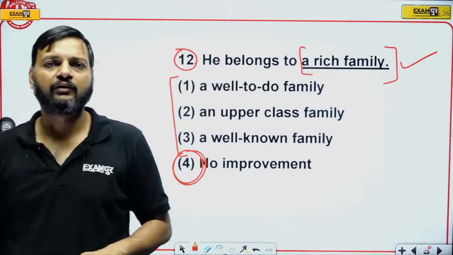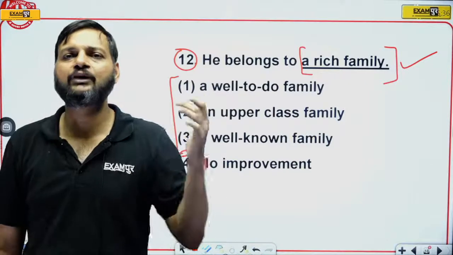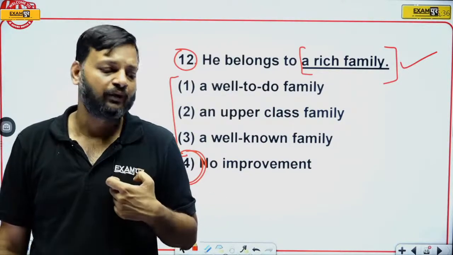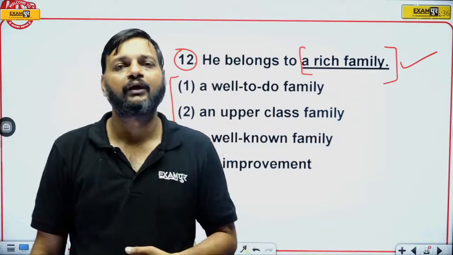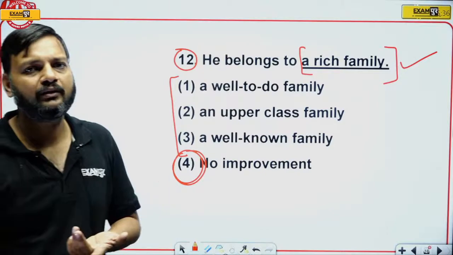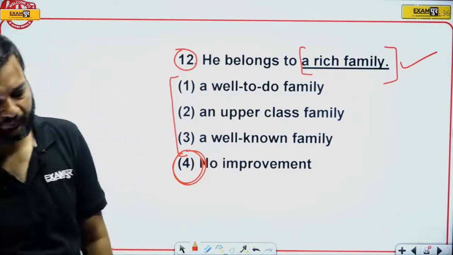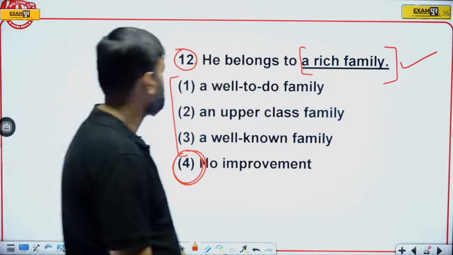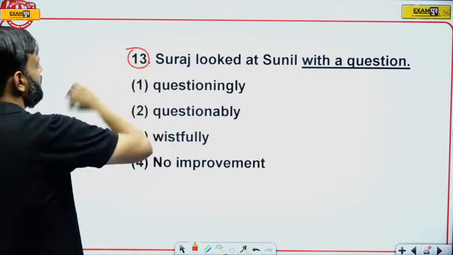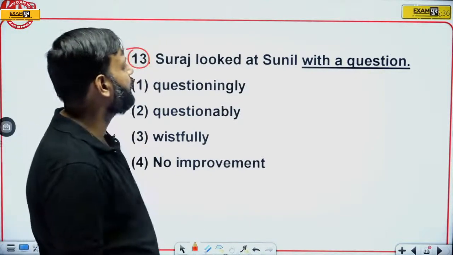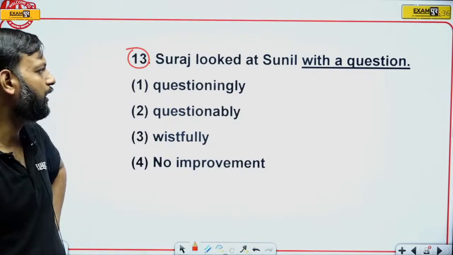However, in many books, the improvement of this sentence has been given as well-to-do family, but according to most grammarians, and in my opinion too, there is no need of improvement, because a rich family is also absolutely correct. Okay, now the next question is question number 13. Suraj looked at Sunil with a question.